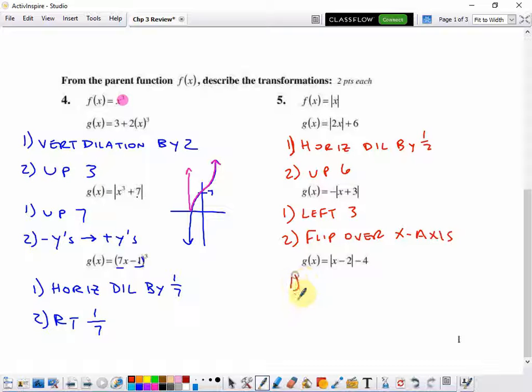And then in the last set of transformations, there's a -2 inside the original function, which means it moves right 2 units. Then there's a -4 outside, which means it moves down 4 units.